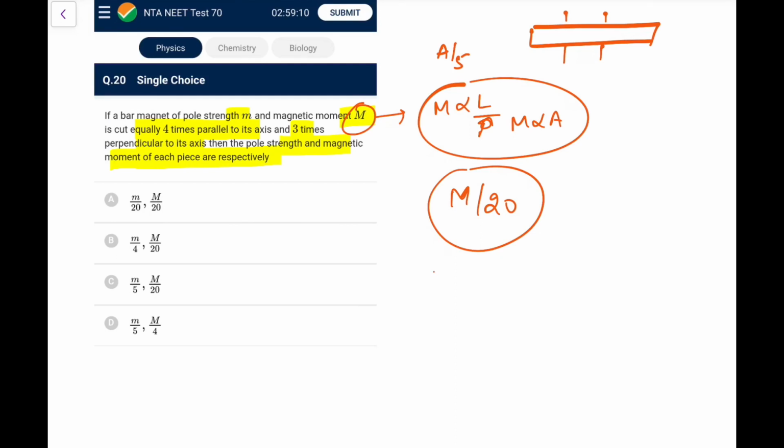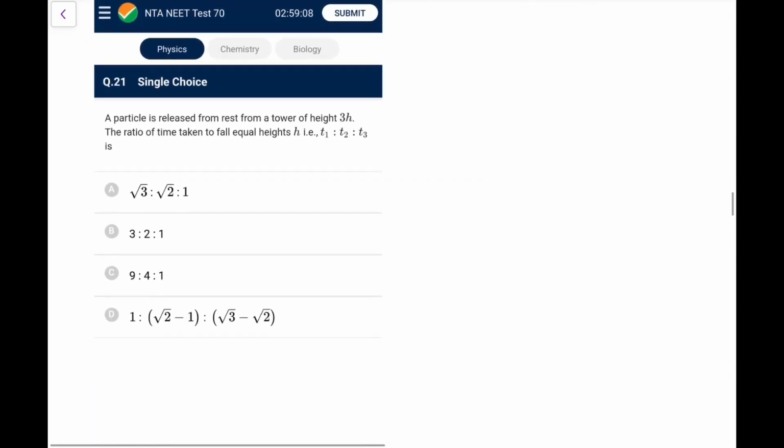Now we write magnetic moment as pole strength into the gap that you call L. Because here L has become 1/4 and M has become 1 by 20, the pole strength will become 1 by 5. So go for M by 5 and M by 20. You can take that analogy of the electric dipole for the pole strength.